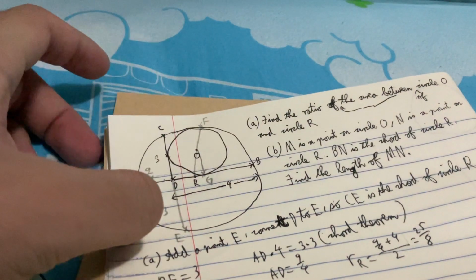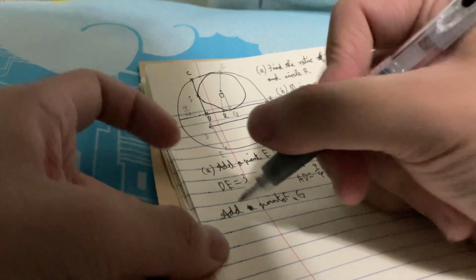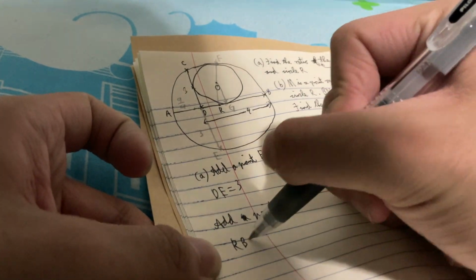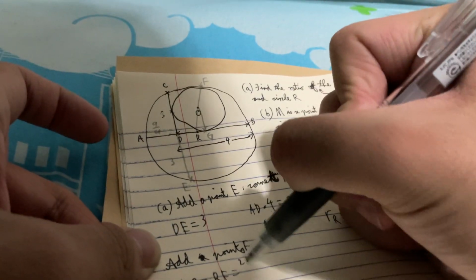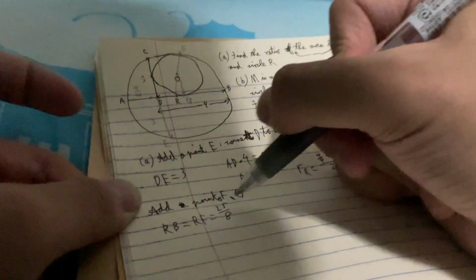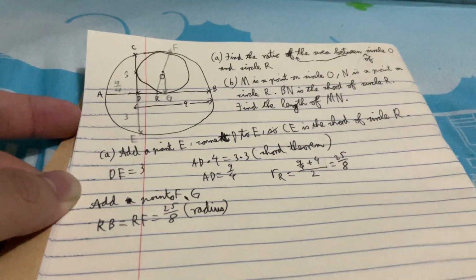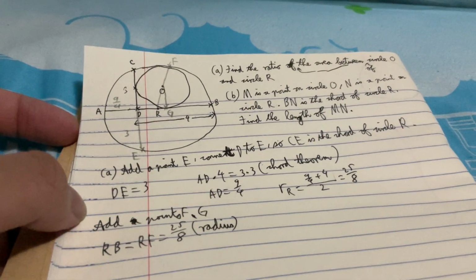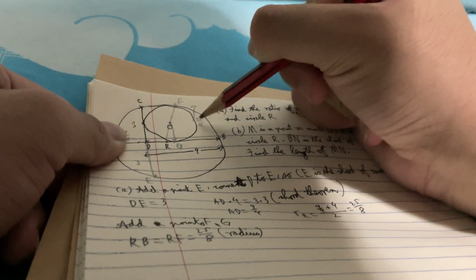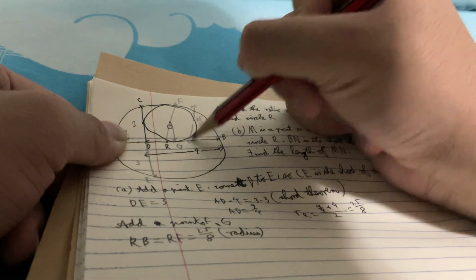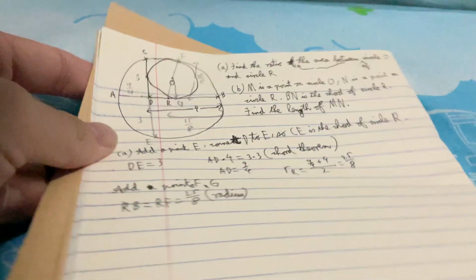So radius, so I'm going to name. So we can get RB and RF are both equal to 25 divided by 8, because they are radius. The reason is radius. So I'm going to name this length as R, 25 divided by 8 here. And then RB is equal to 25 divided by 8 as well.